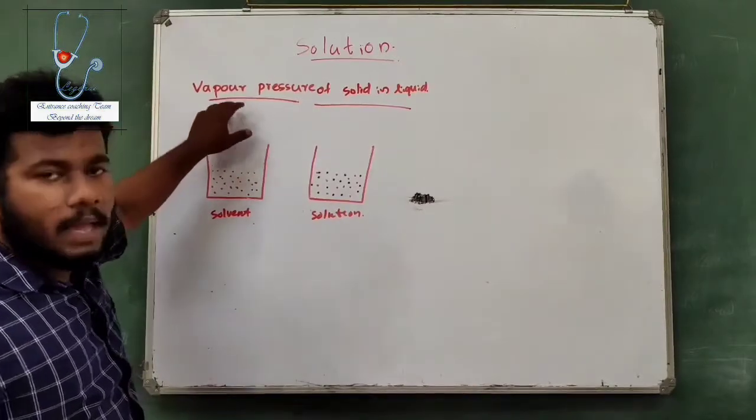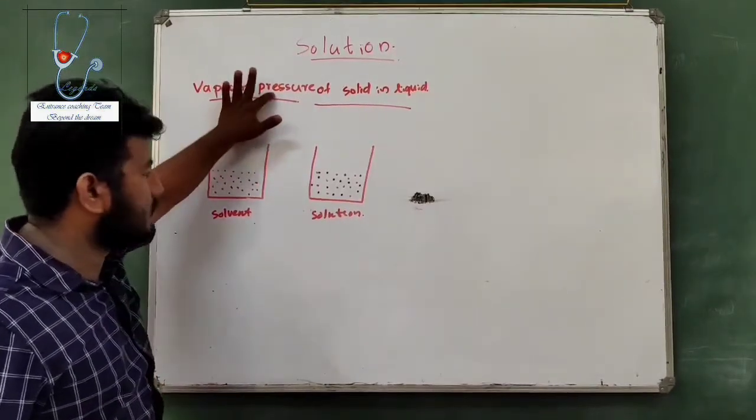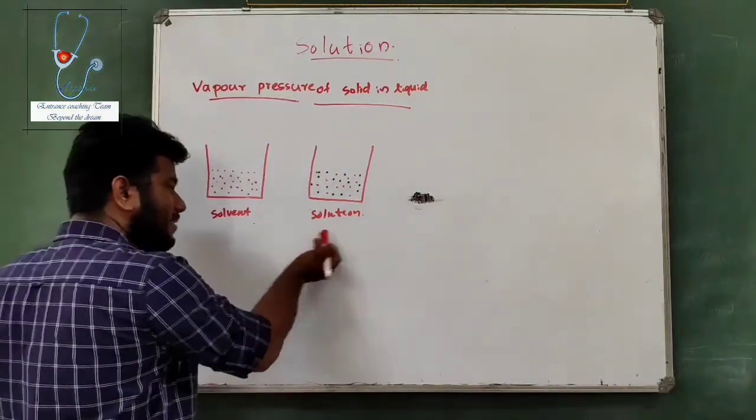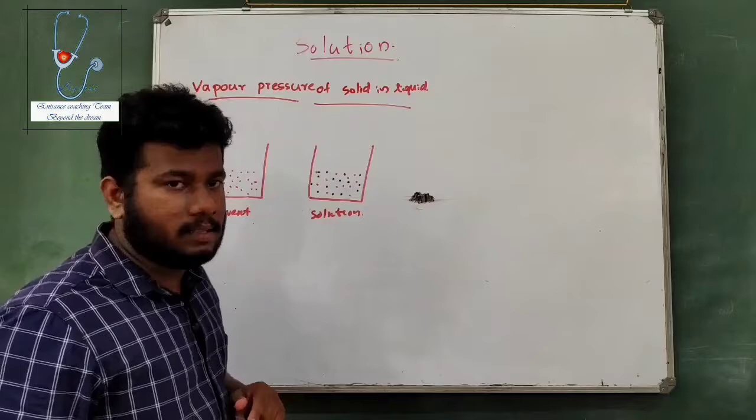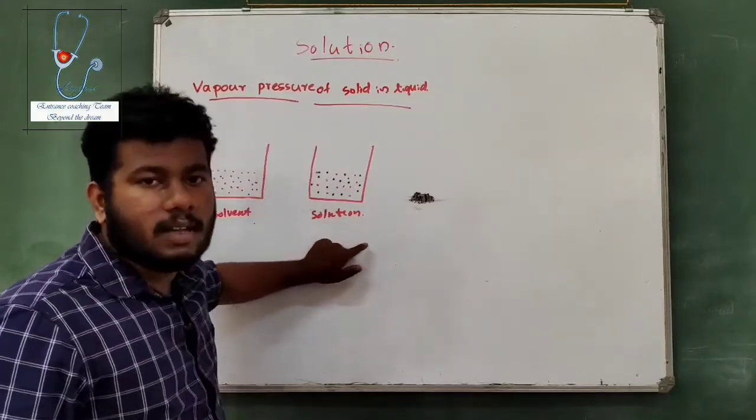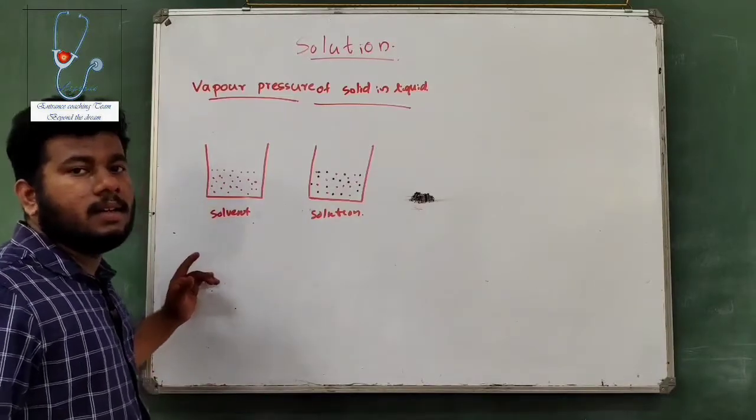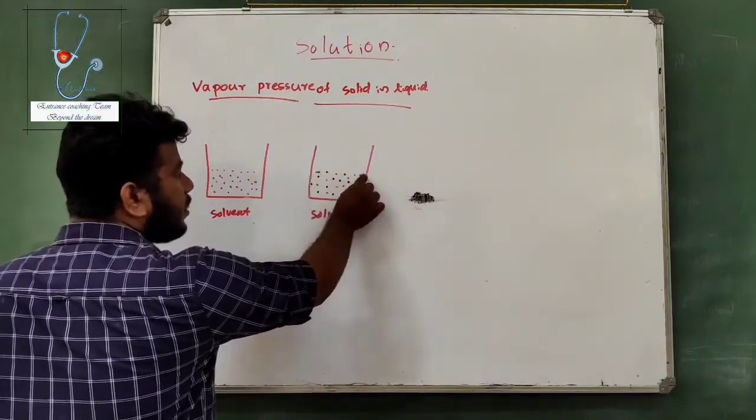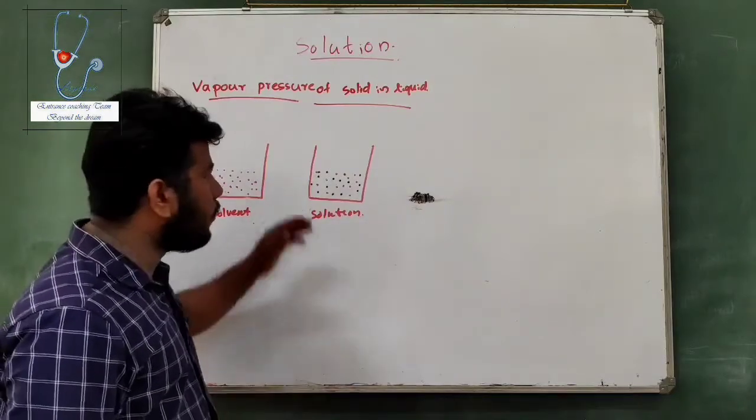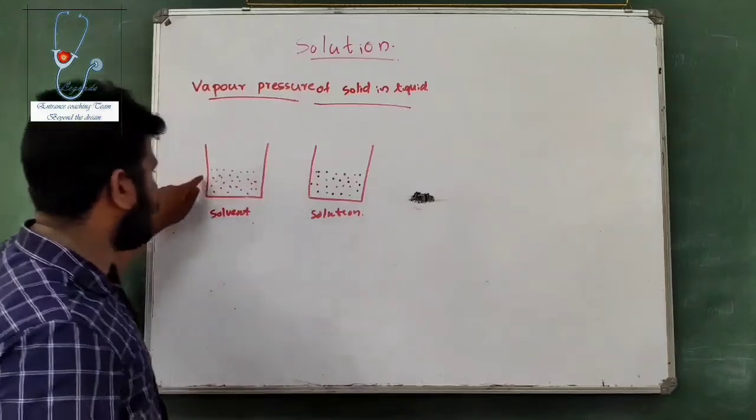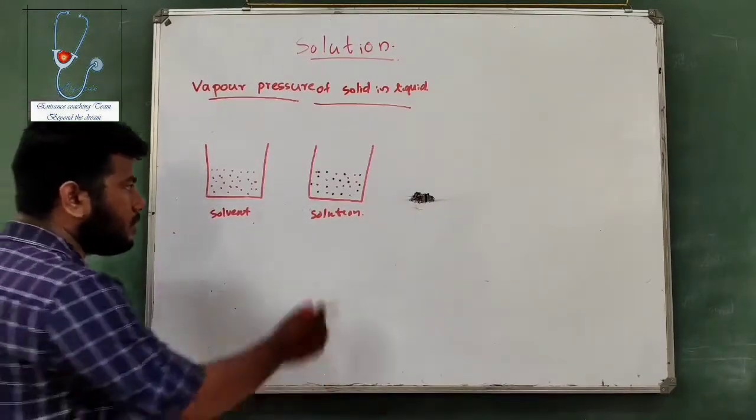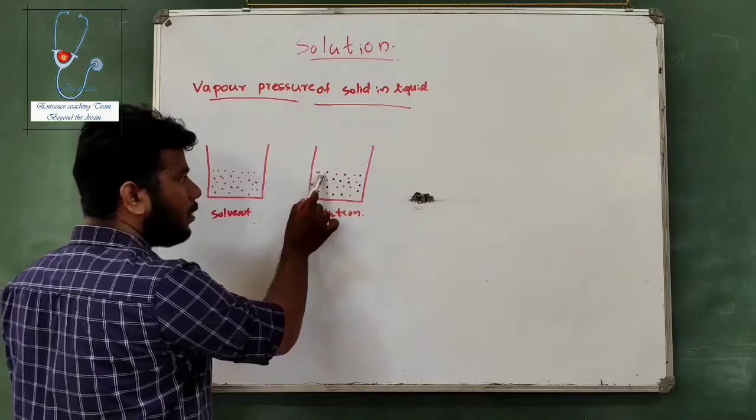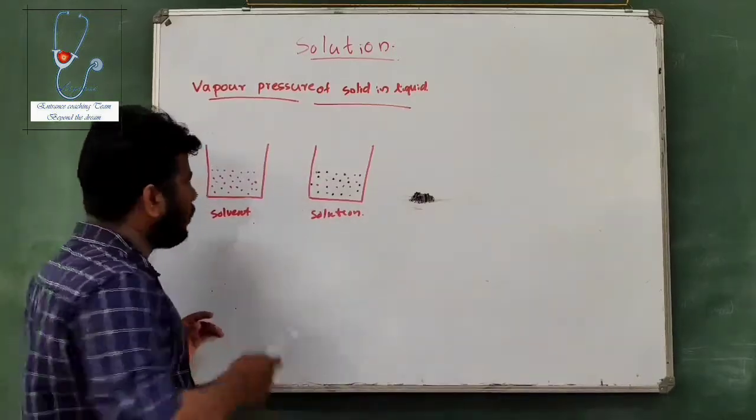Then come to the main point. We conclude that vapor pressure of a solution at a given temperature is less than that of the pure solvent at the same temperature, because on the surface of the solution, the fraction of surface covered by solvent molecules is less than that of the pure solvent. In this figure, the black dots are solute molecules and the red dots are solvent molecules.